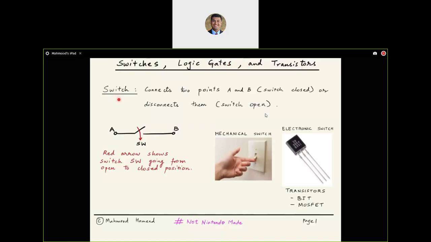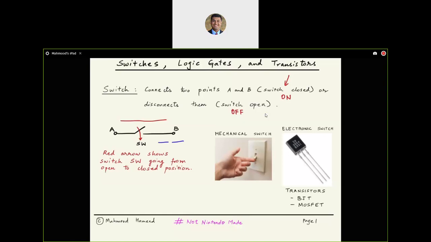Let's see what a switch is. Well, a switch essentially has the job of either connecting 2 points, in this diagram point A and point B, or disconnecting them. If you see this diagram over here, that's a switch symbol. When the switch is closed, that means it is connecting A and B. It is called a closed switch or an on switch. The other position could be an open switch or off, corresponding to an open circuit between those 2 points, which means there is a disconnect and no current can flow between those 2 points.